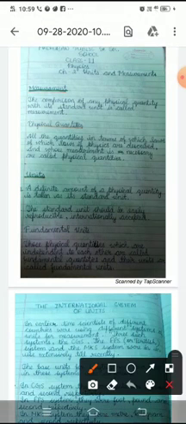Now, units. What are units? A definite amount of a physical quantity is taken as its standard unit. A standard unit should be easily reproducible and internationally accepted.